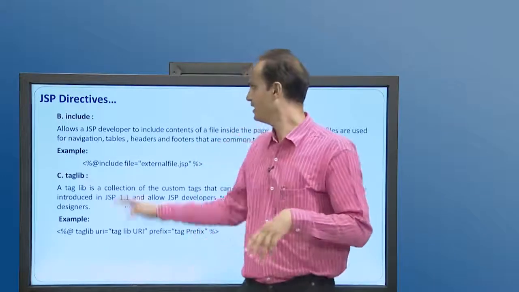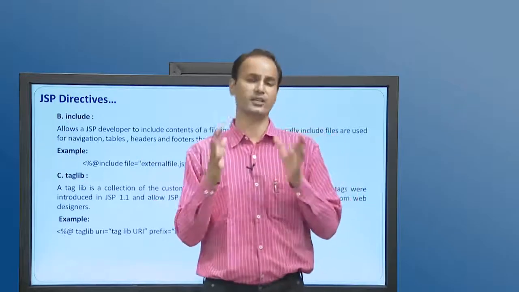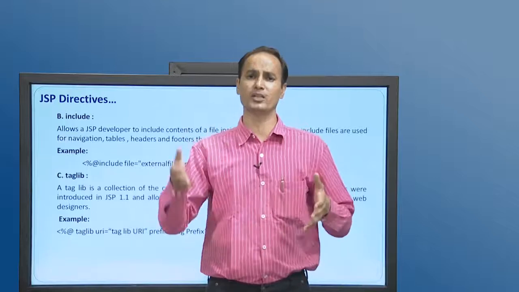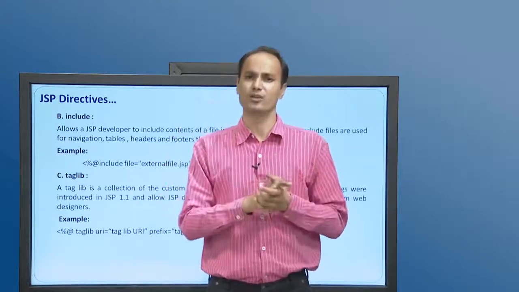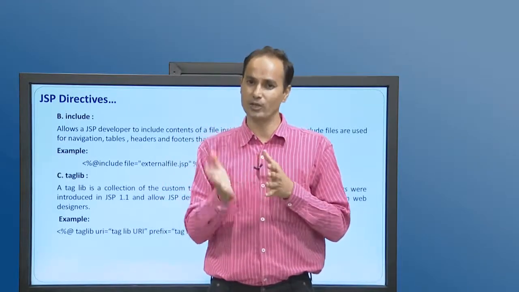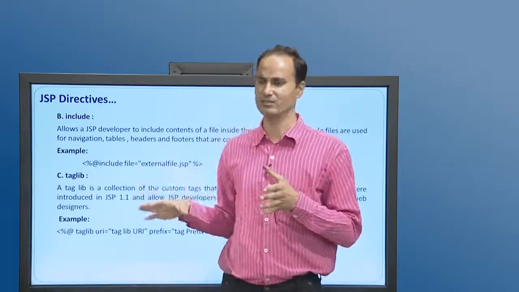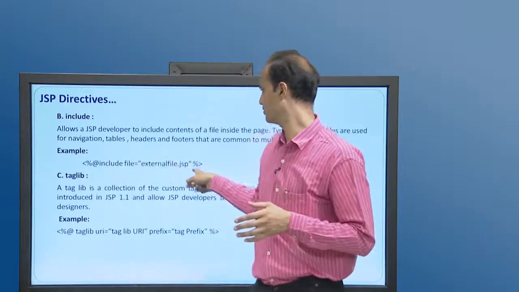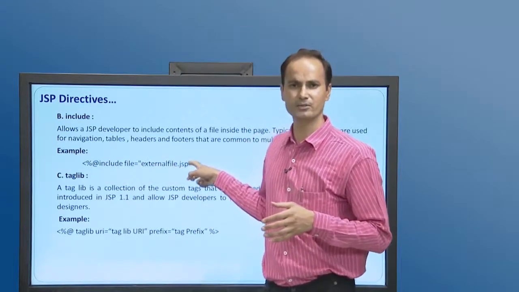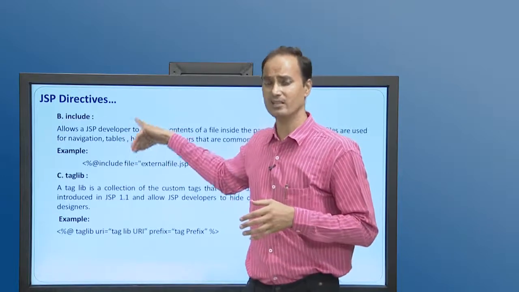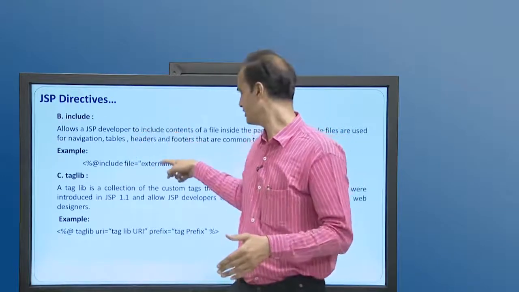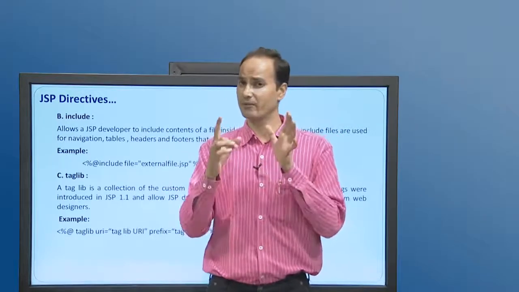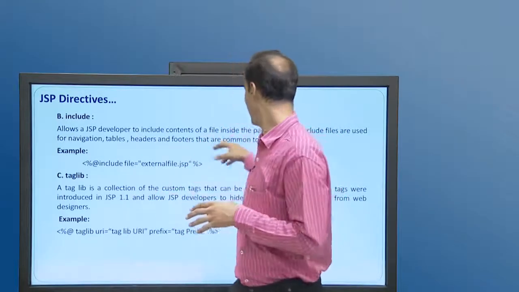Now, next is the include directive. How does the include directive help? Suppose your JSP page wants to include another resource in the same file. You can use the include directive to include that resource in the ongoing process. See here, how you include it: <%@ include file="externalfile.jsp" %>. That means in the working JSP file, this file is going to be included at compile time. Make it very clear, at compile time.